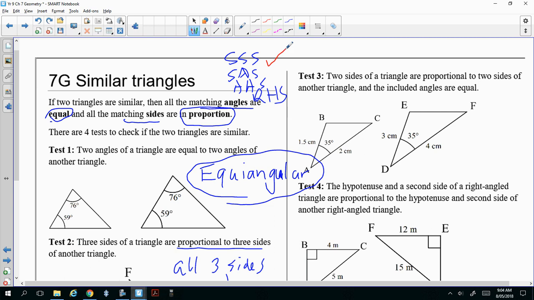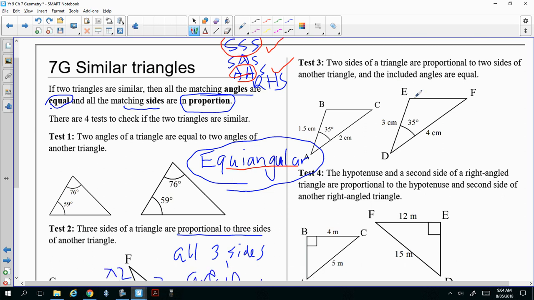Whereas this one, equiangular, is similar to AAS, except we just have 2 A's. It's similar to the congruent test. Okay, next one.